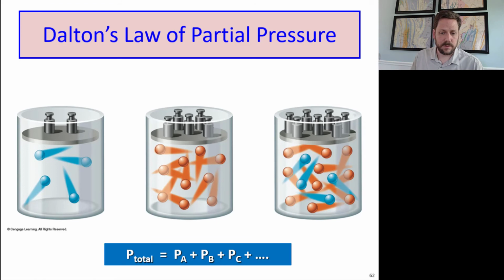The total pressure in a mixture of gases is simply the sum of each of the partial pressures exerted by each gas component. That's what P total equals PA plus PB plus PC and so on means.